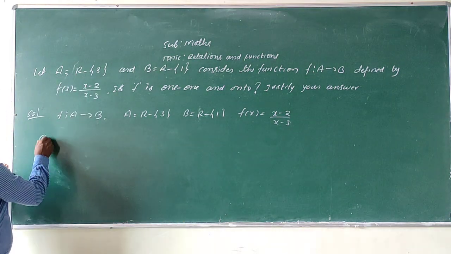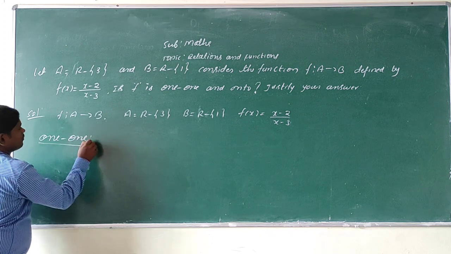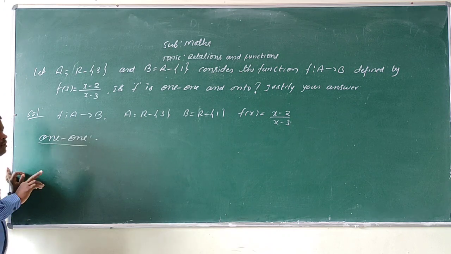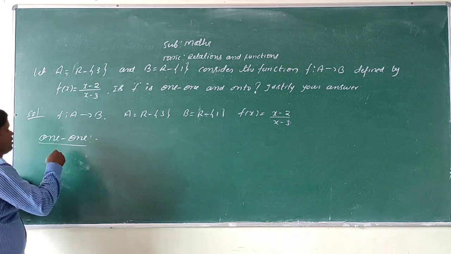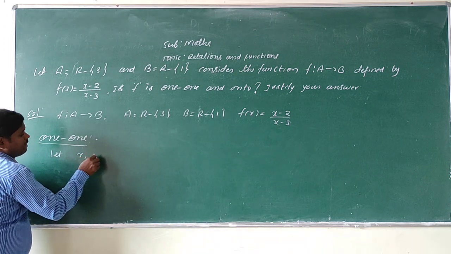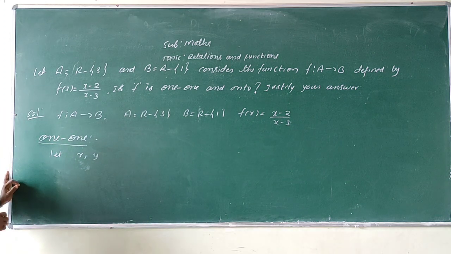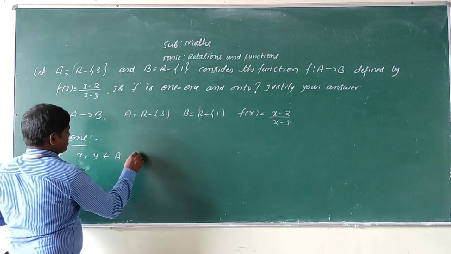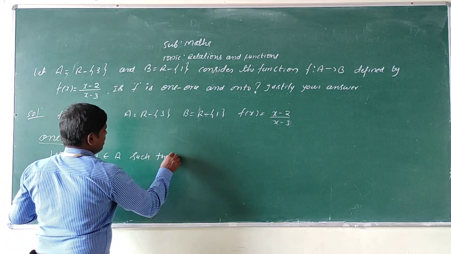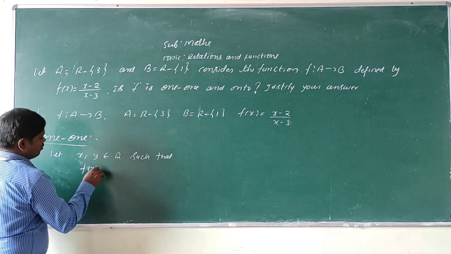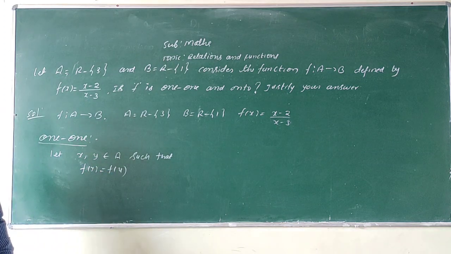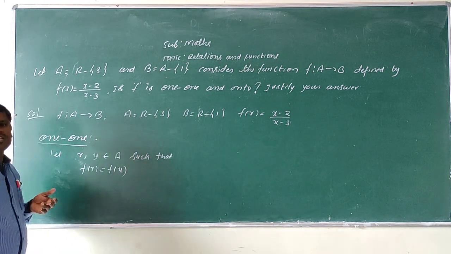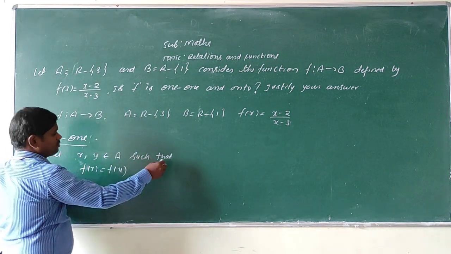So 1-1. We already know the working rule for verifying one-one. Let x, y be any two elements belonging to A such that f of x is equal to f of y. We are taking arbitrary elements x comma y belonging to A. A means the set of all real numbers excluding 3, so x is not equal to 3.